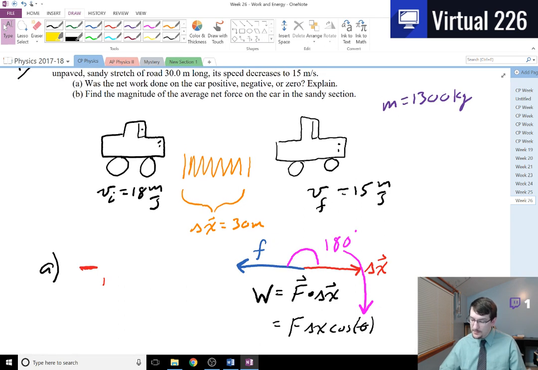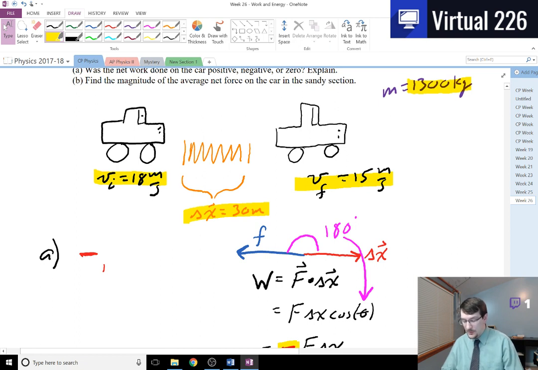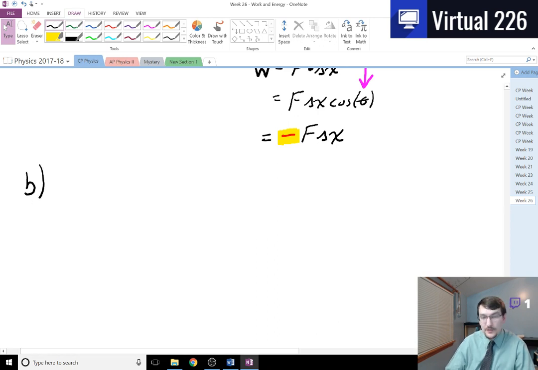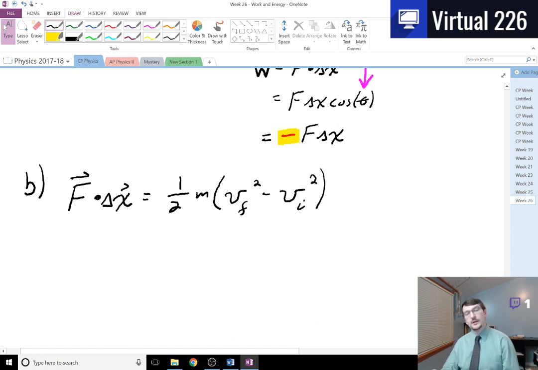For part B, to find the magnitude of the average net force on the car in the sandy section, since we have an initial and final velocity, a mass, and a distance, we can use our work energy theorem. If we remember from the derivation of it, we know that F dot delta x is equal to 1/2 m (Vf squared minus Vi squared), where everything on the right, the 1/2 mv squares, those are kinetic energies, and on the left we have F dot delta x, which are the works.